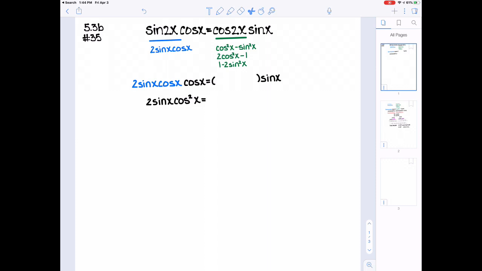The term on the left side has a cosine squared of x, so I might want to go with one of the top two green equations. The left side does not have sine squared of x, so I'm going to go with the middle of the green. Now that I've substituted 2 cosine squared x minus 1 for cosine of 2x, I need to distribute sine of x.